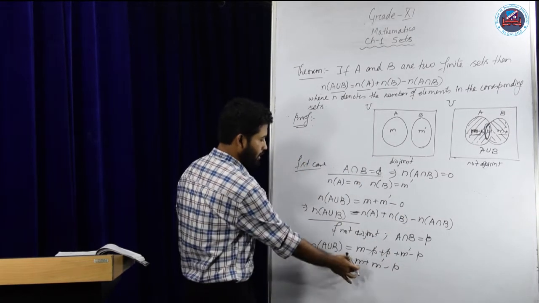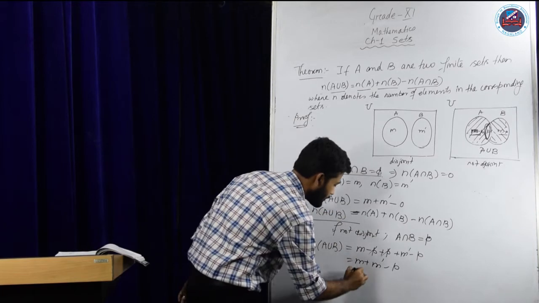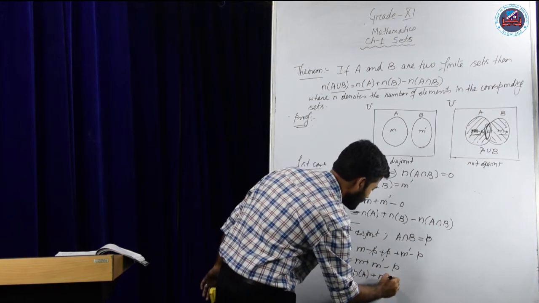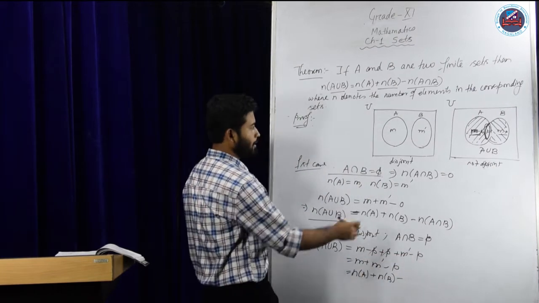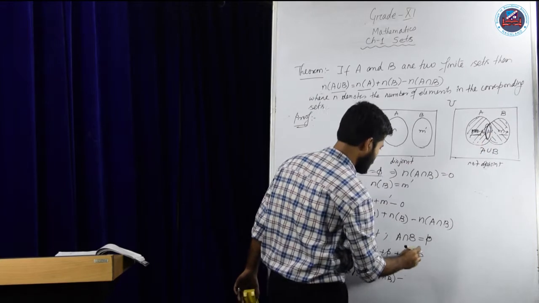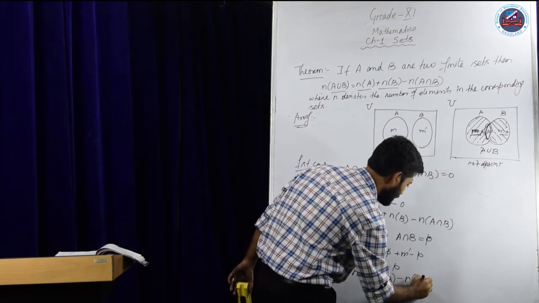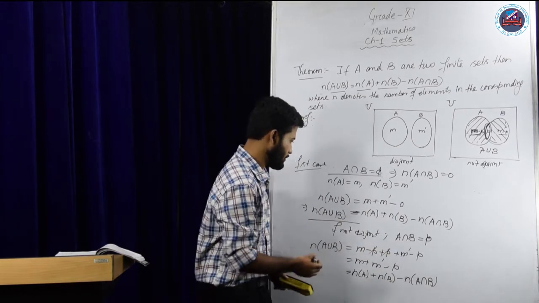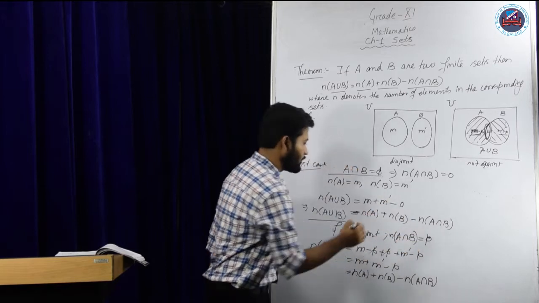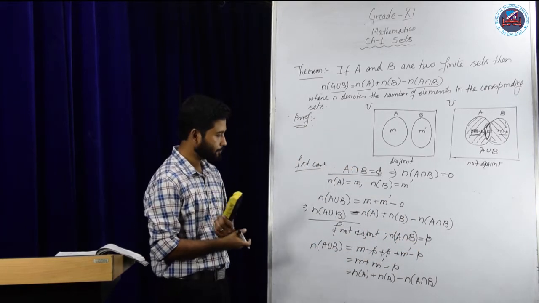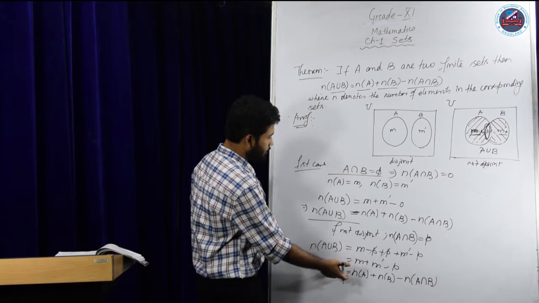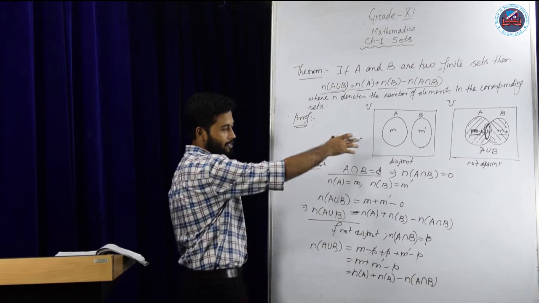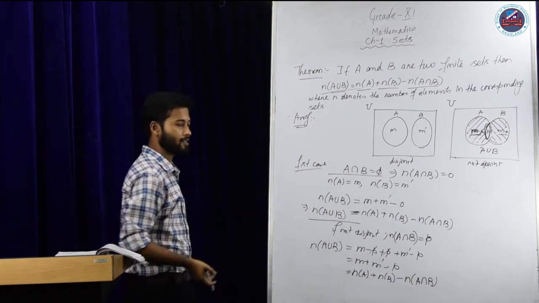So this is equal to, what is our m? Our m was the number of elements of A. m dash is the number of elements of B. And what is p? p is the number of elements of A intersection B. Yeah. So I can write here the number of elements of A intersection B. Fine. So thus we have found that this condition holds for both the cases, when the sets are disjoint as well as when the sets are not disjoint.